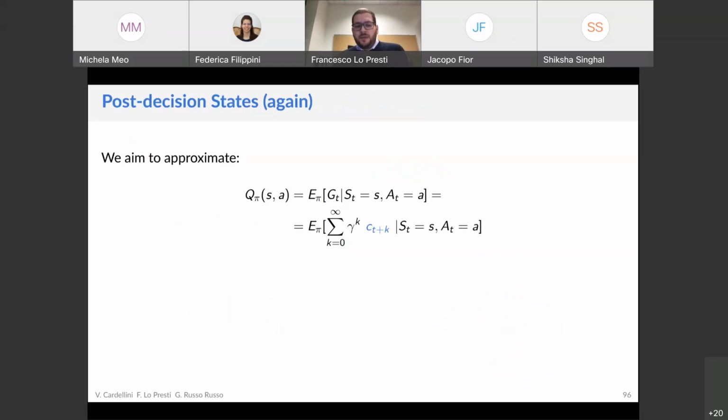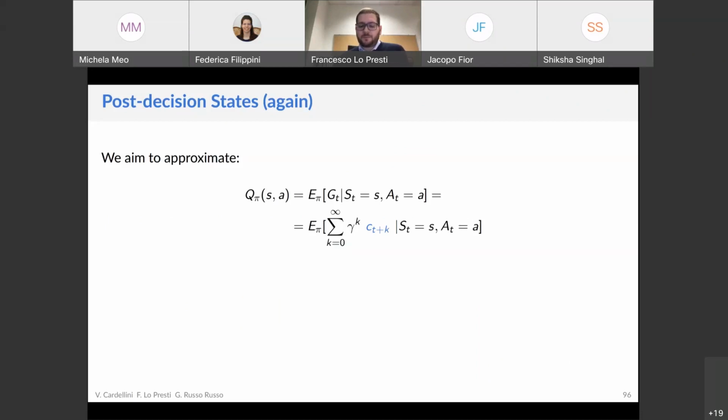To do so, we need to recall what we aim to approximate. We aim to approximate the Q function, which gives us the expected discounted total cost starting with a certain state and action. This discounted long-term cost can be seen as the sum of all the immediate costs that we pay at each time step.